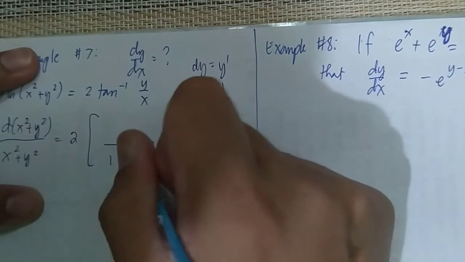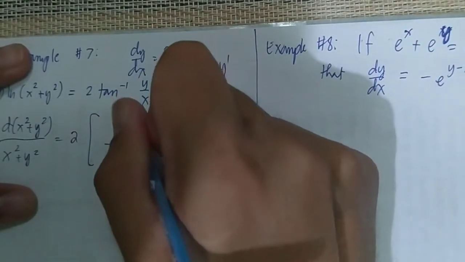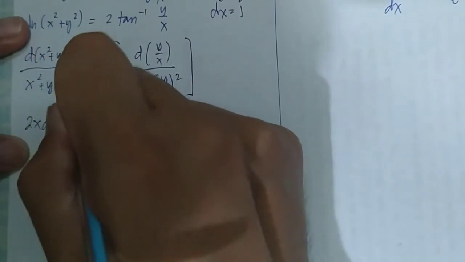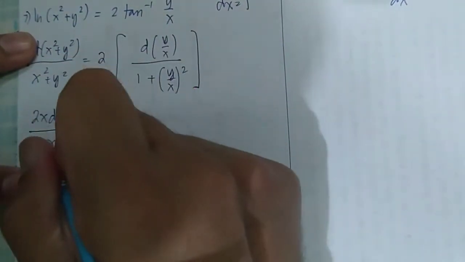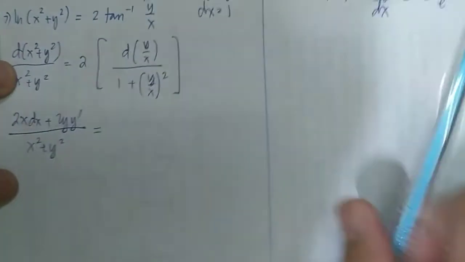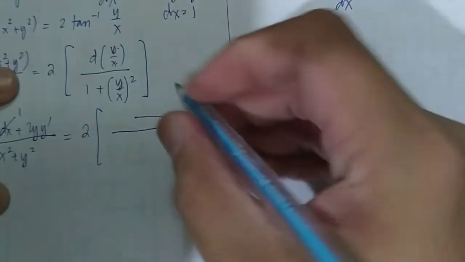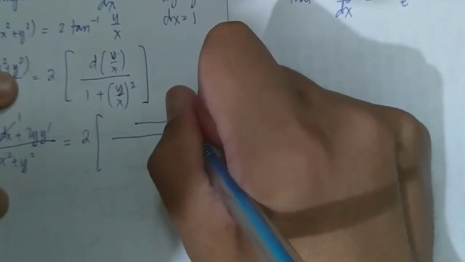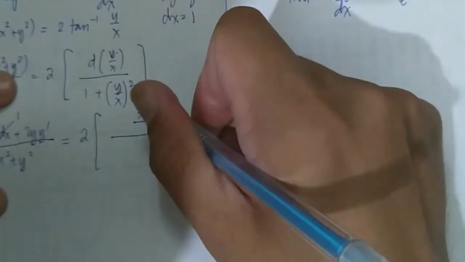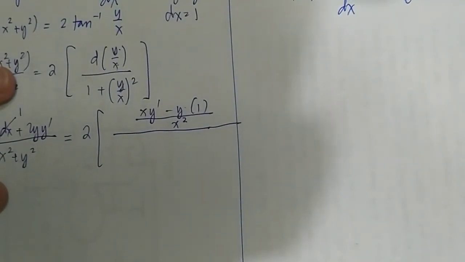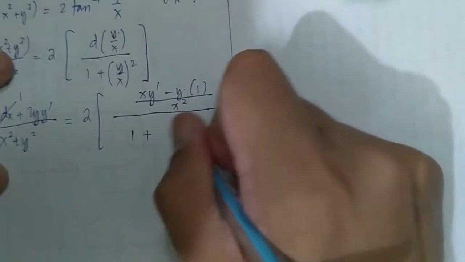over x squared plus y squared is equal to 2 times the quantity 1 plus y over x squared, times the derivative of y over x. So the derivative of x squared is 2x dx plus 2yy prime over x squared plus y squared is equal to, because the derivative of y is y prime and the derivative of x is 1, 2 times y over x. So that is v du minus u dv over v squared. So that's v times the derivative of y minus y times the derivative of x. That's v du minus u dv over v squared. So this is 1 plus y squared over x squared.